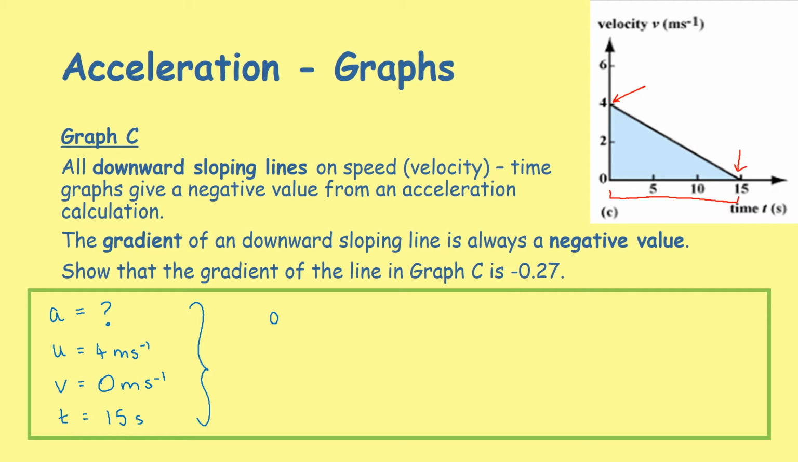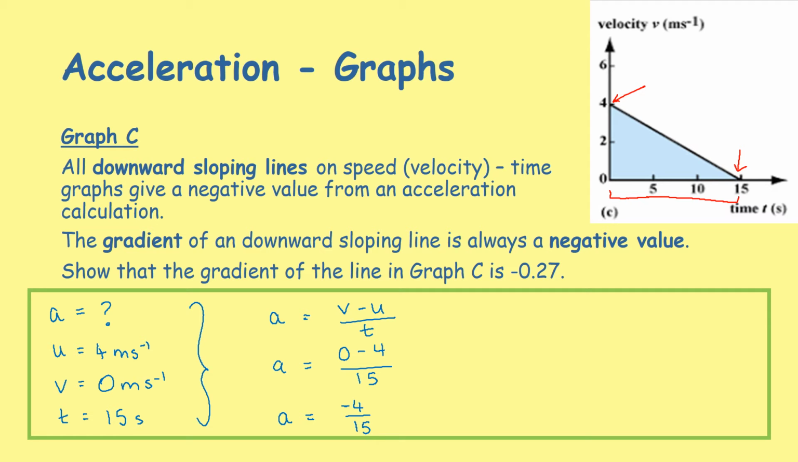Now we want to write our equation. A equals v take away u divided by t. Popping in our numbers, we get our acceleration is equal to 0 take away 4 divided by 15. And just like previously, we need to take into account that there's a negative sign there. We can't just get rid of the negative, we need to keep it. So simplifying the top row of the equation, we get acceleration equals negative 4 divided by 15. Negative 4 divided by 15 does give us 0.27.